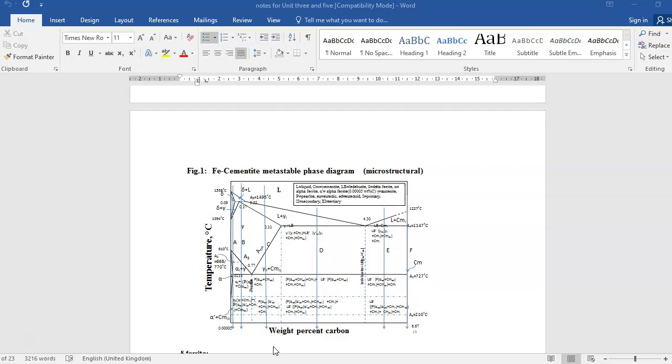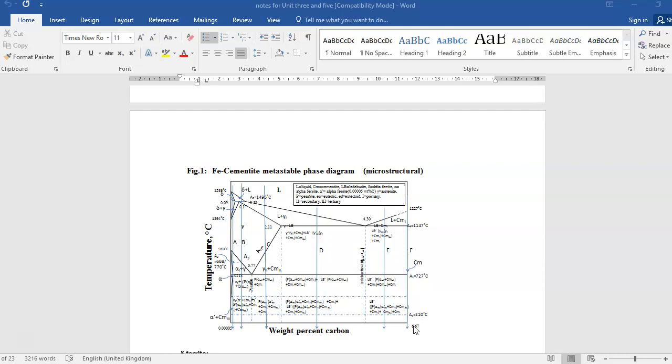What do you mean by equilibrium? Equilibrium means at any given point, the two phases are in equilibrium with each other, meaning they are not having a change in temperature. We are going to plot on the x-axis, the maximum being 6.67. The reason is that 6.67 is the maximum carbon in cementite that will alloy with the iron.